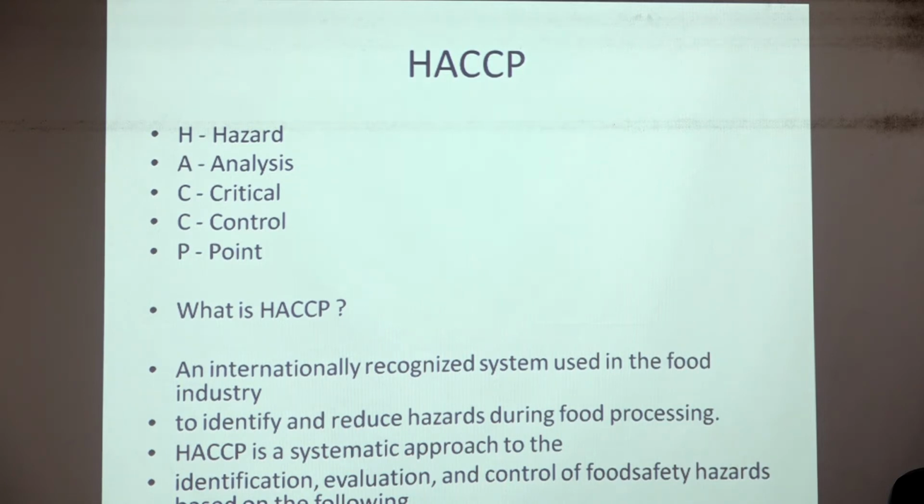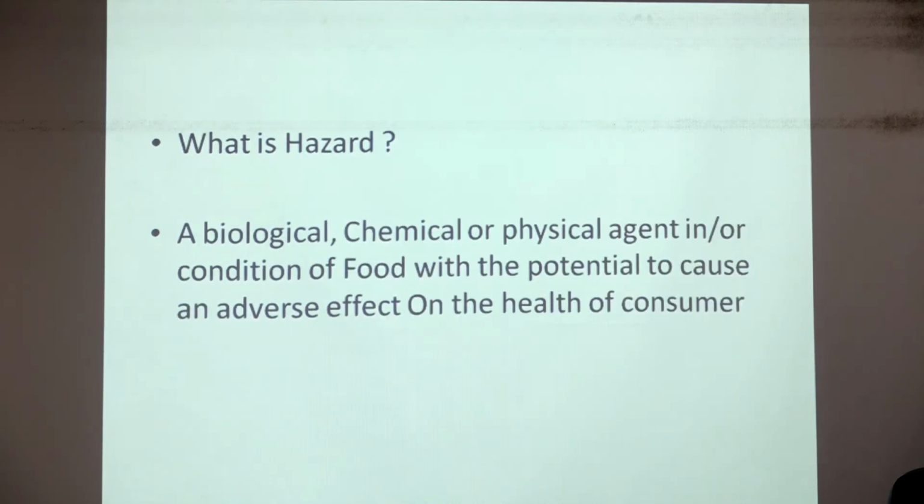So this is a system which has been internationally recognized. And as we go through it, we will understand how the food processing industry takes care. So what is a hazard? It can be a biochemical, chemical, biological or physical agent which is in the food. We see it sometimes, you get all kinds of issues. A cockroach found inside a burger, and hair found inside milk. So many things are there.